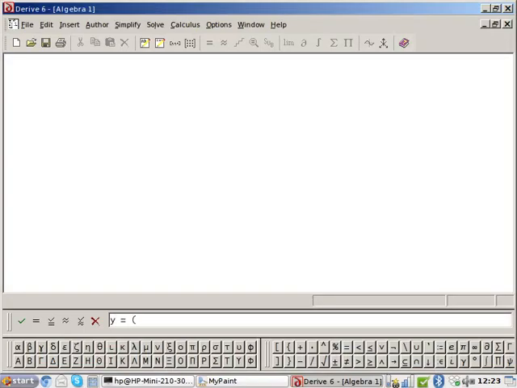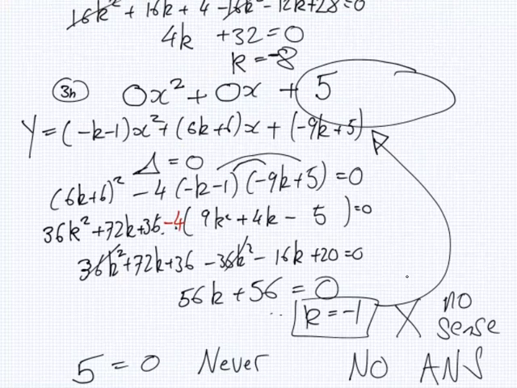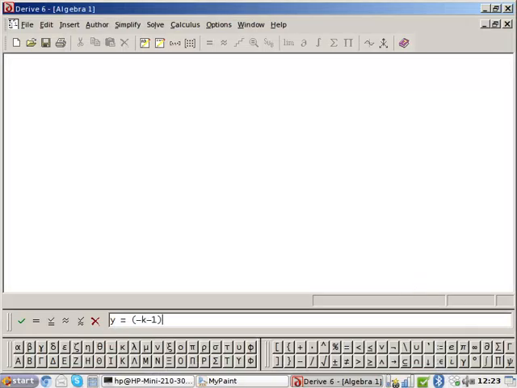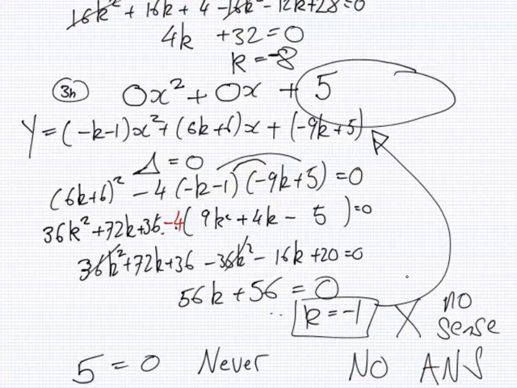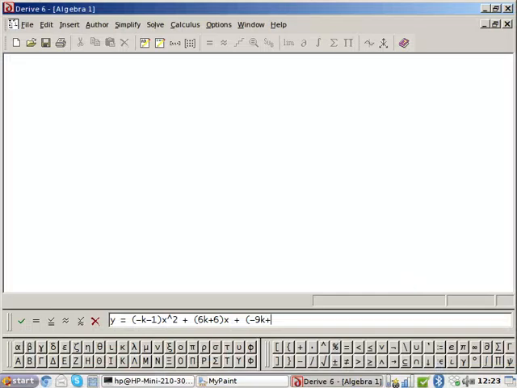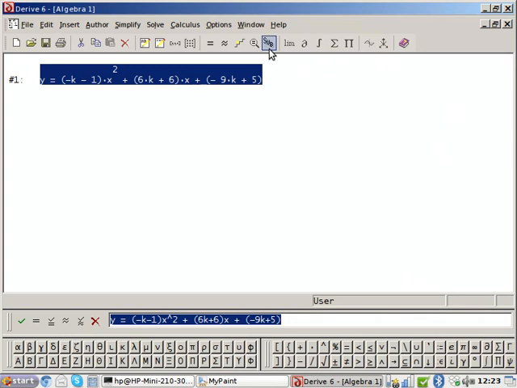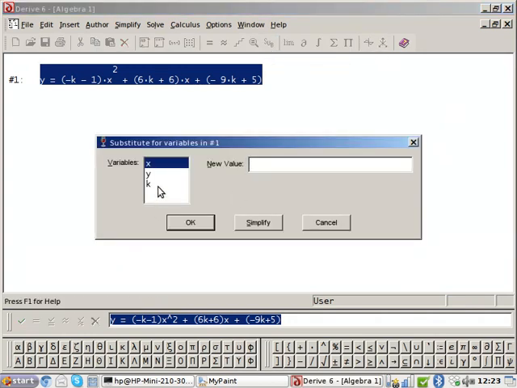What is the equation, please? Minus k minus 1 x squared, plus 6k, plus minus 9, in the bracket, here at the end, minus 9k plus 5. Okay. Right, let's just pick a random number for k. Let's just say k is 20.